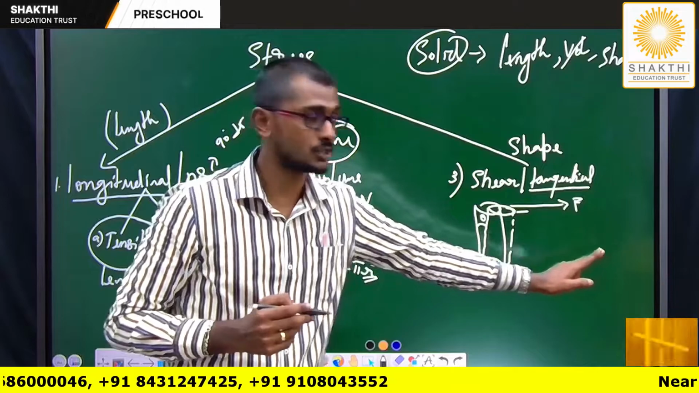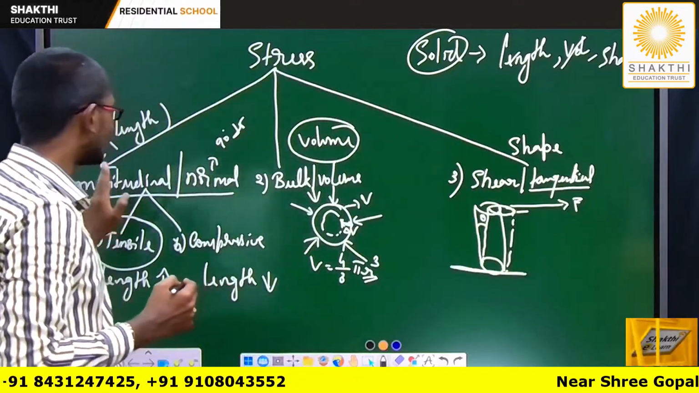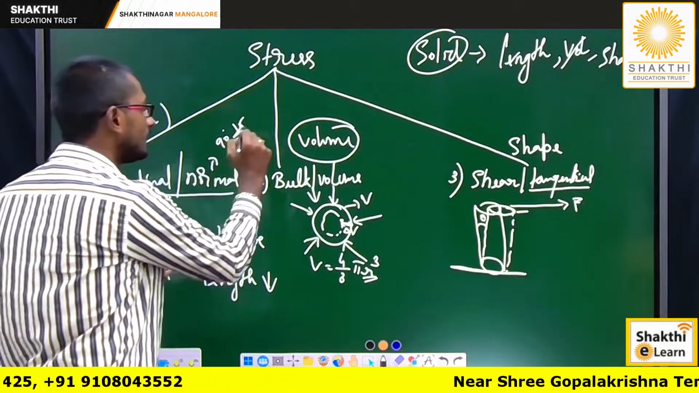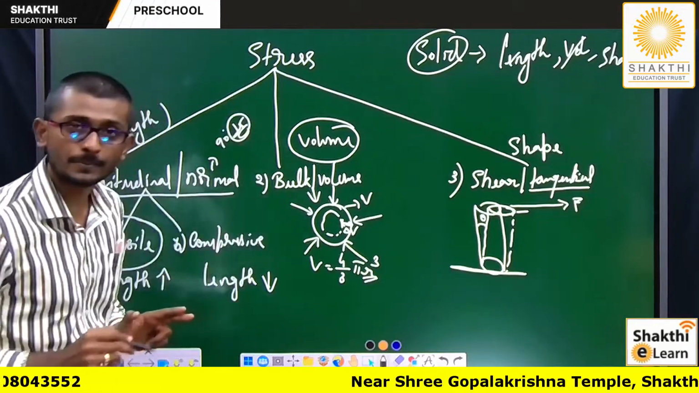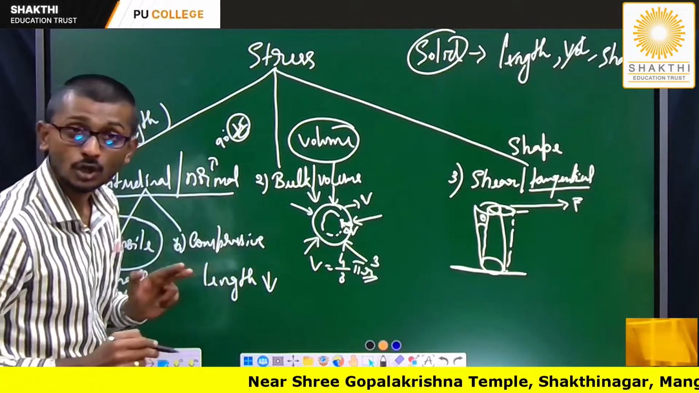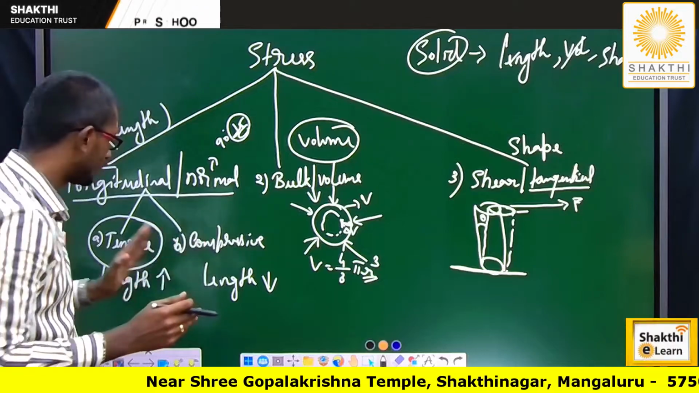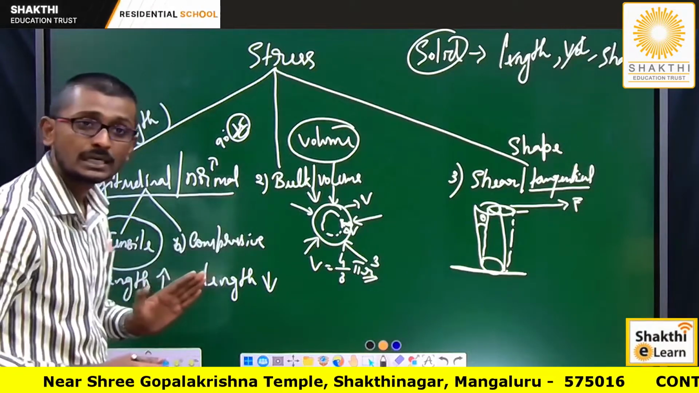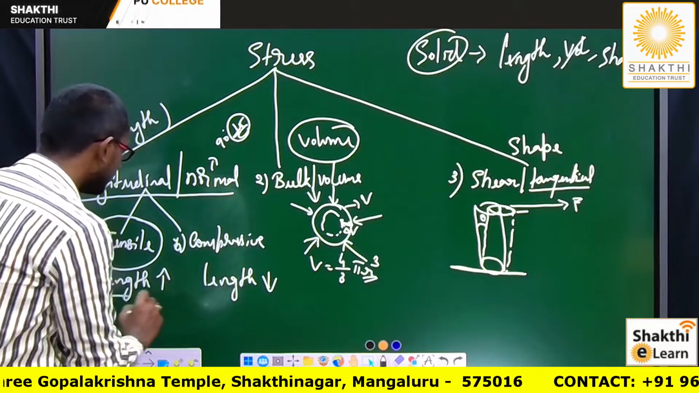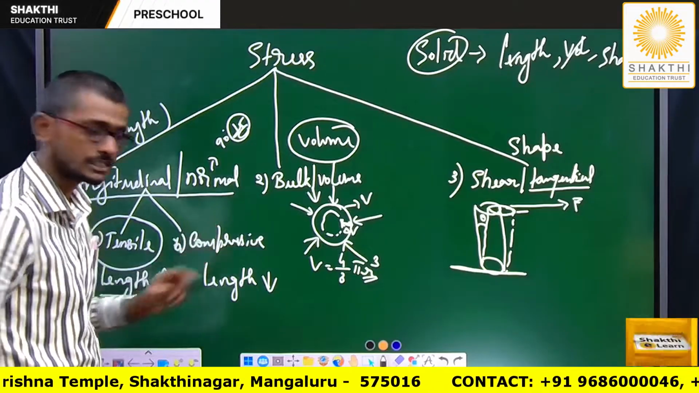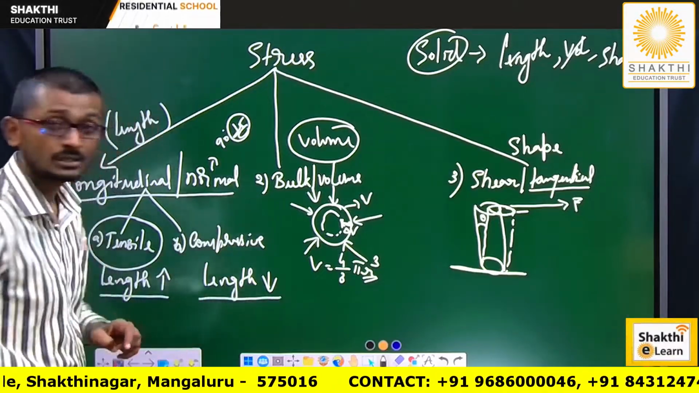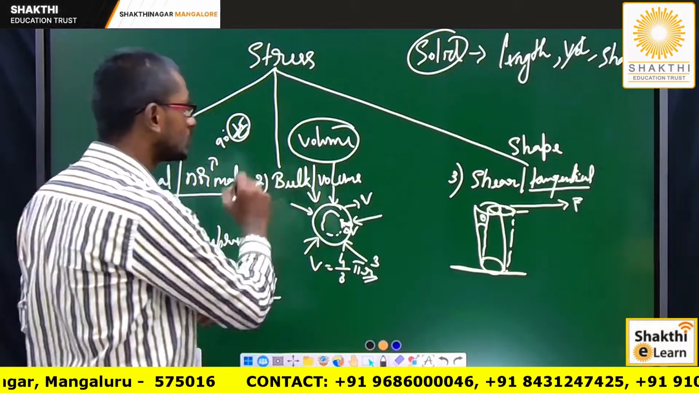Hope everyone understood this. So first one is longitudinal. Longitudinal in the sense what? The force acting perpendicularly. The force acting perpendicularly is called longitudinal or normal. That is divided into two types. One is tensile, second one is compressive. Tensile means if the length increases, that is called tensile stress. If the length decreases, then it is called compressive stress.